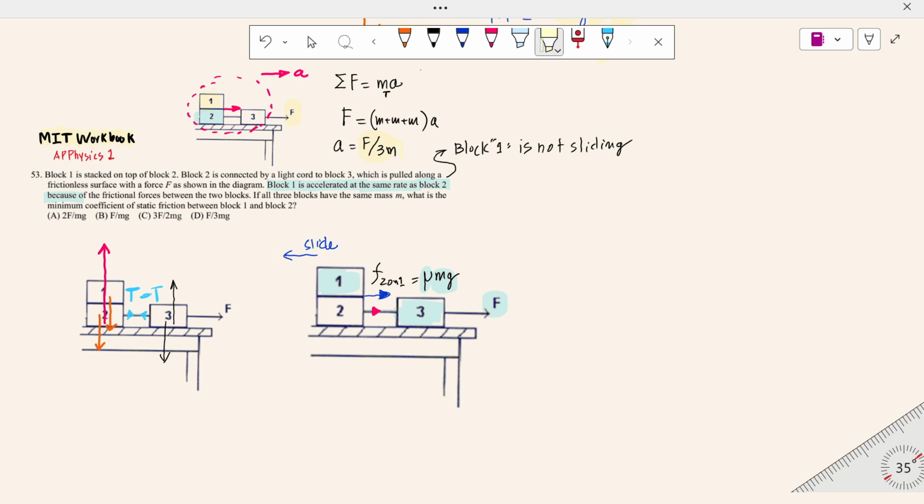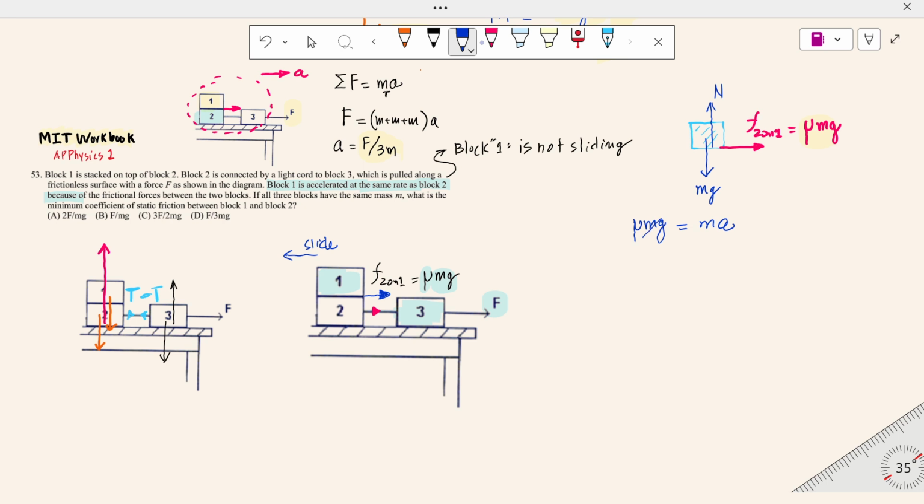Now let's come back to block 1 again. You remember what I told you about block 1, that it is accelerating due to which force? The force applied by block 2 on block 1 in this direction, and that is equal to mu mg. This is the resultant force, the net force, because the other forces, mg and the normal force, are balancing each other for block 1. So mu mg is the resultant force, which must be equal to ma.